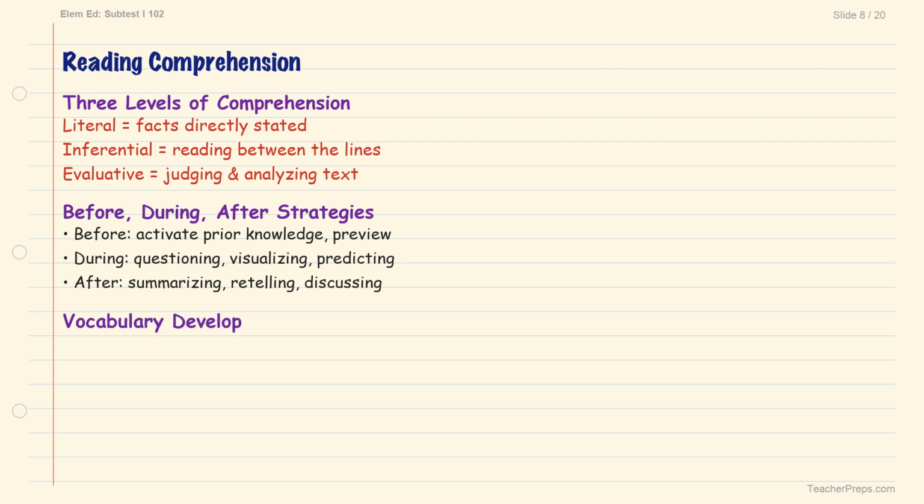Vocabulary development is closely tied to comprehension. Effective approaches include context clues, teaching word parts like prefixes and suffixes, and direct instruction of key academic terms in meaningful contexts.